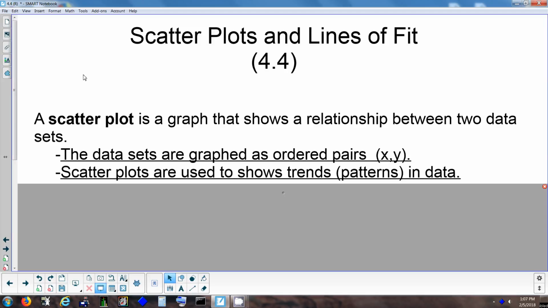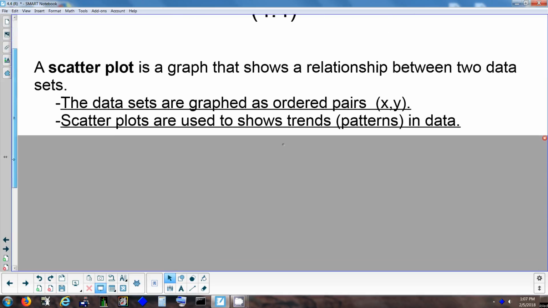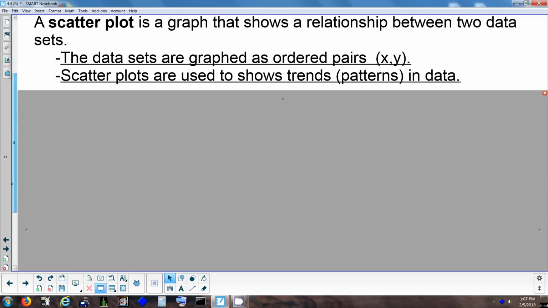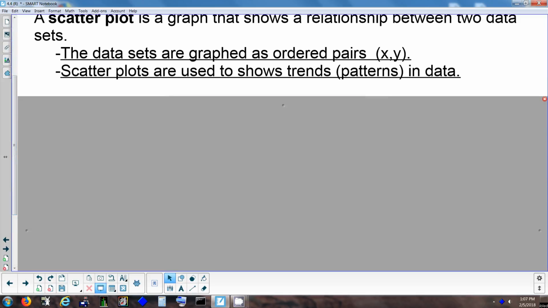So guys, on your notes, it says A, then scatter plot's in bold. You want to fill in the blank on your notes with scatter plot. Then you have lines with 2 dashes. On that first line, you want to write the data sets are graphed as ordered pairs, X, Y. Then on the next line with the dash, you want to put scatter plots are used to show trends. Yeah, it says shows. I know, it should be show. Yes. Grammar.